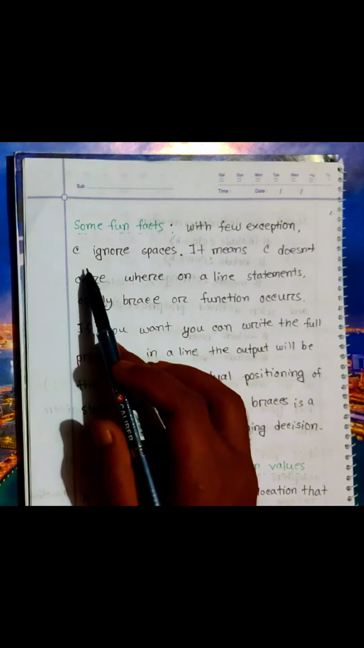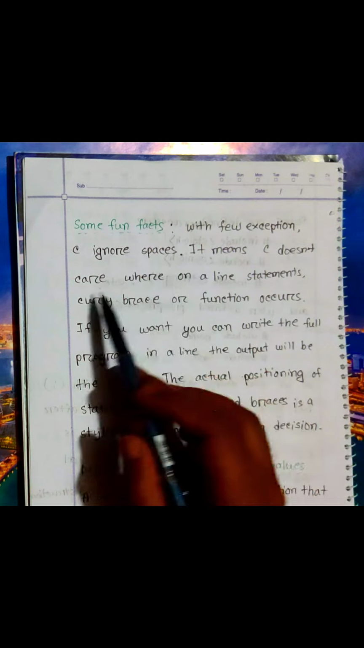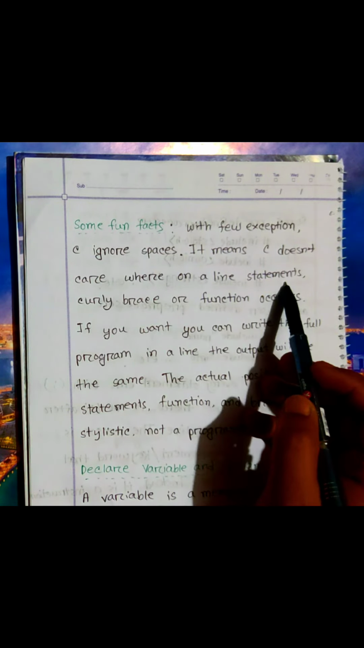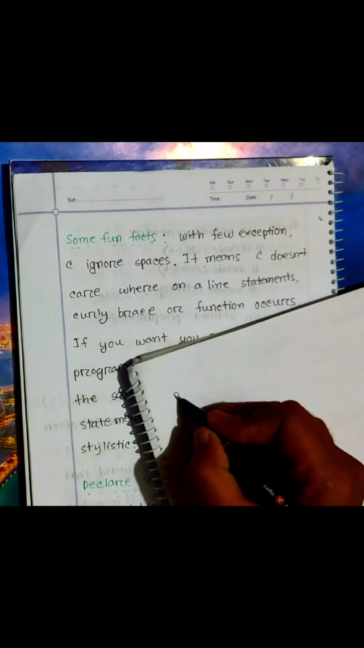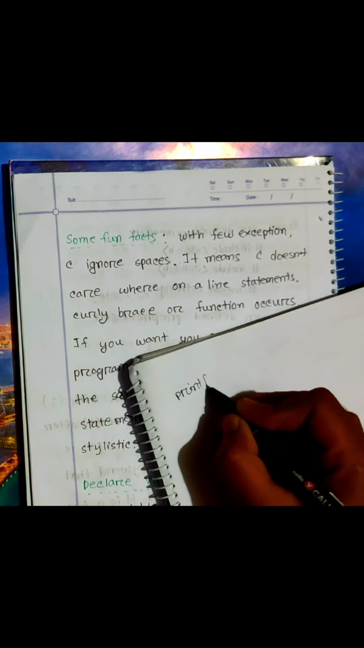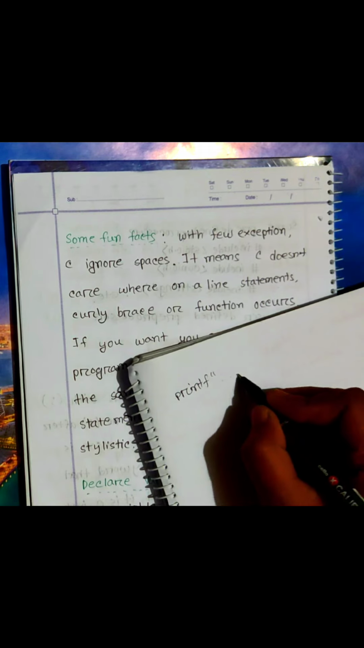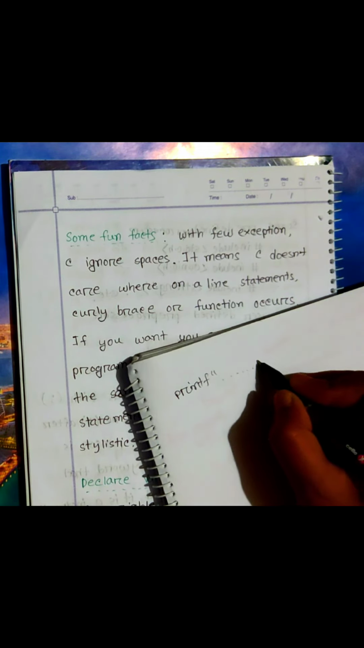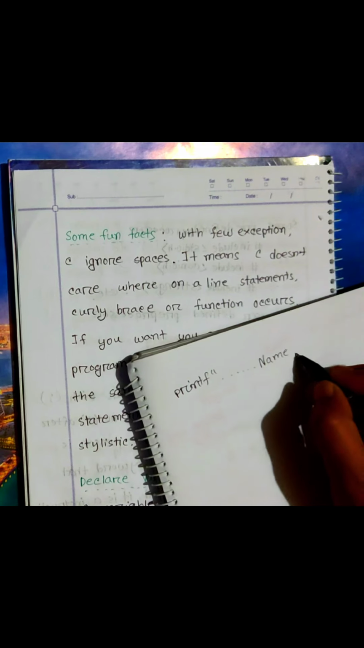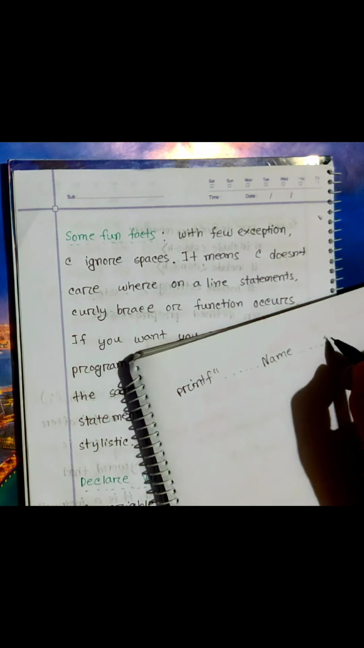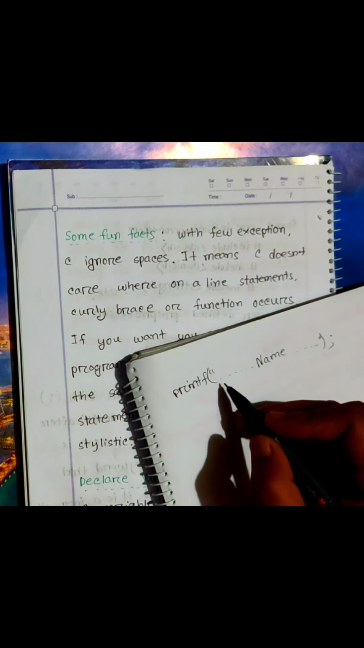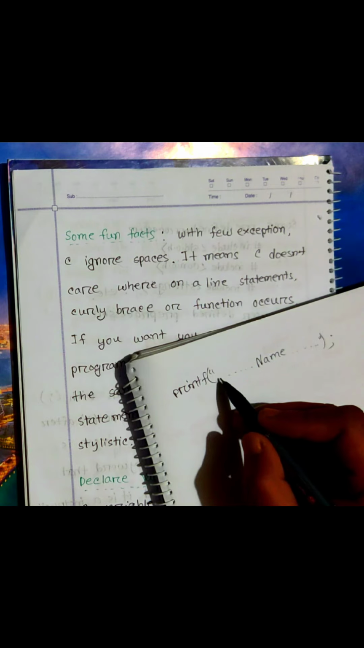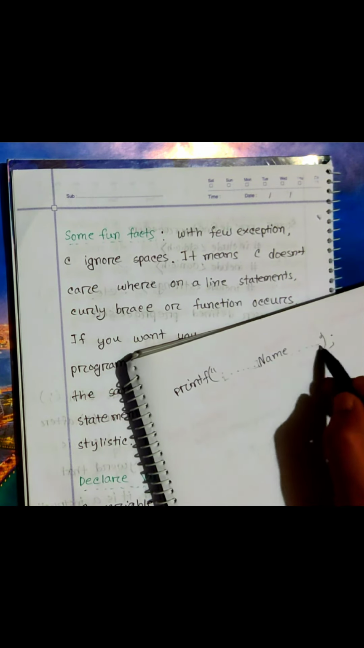With few exceptions, C ignores spaces. It means C doesn't care where on a line a statement occurs. Note this: with few exceptions. Alright, here you can see I write printf and give a lot of space and write name. It will show you the name with these spaces you have written in the argument.